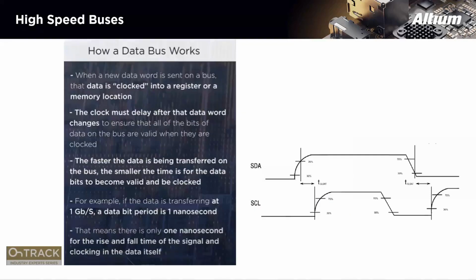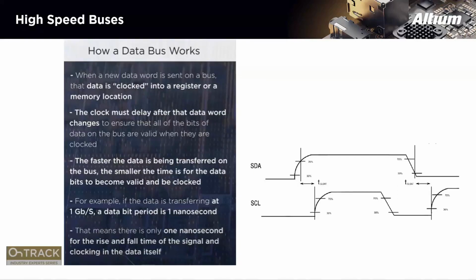So how does it work? When a new data word is sent on a bus, the data is clocked into a register or a memory location. The clock must be delayed after the data word changes to ensure that all of the bits of data on the bus are valid when they are clocked. The faster the data is being transferred on the bus, the smaller the time is for the data bits to become valid and be clocked.